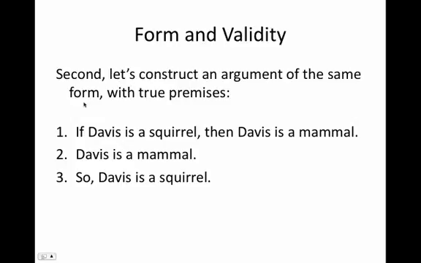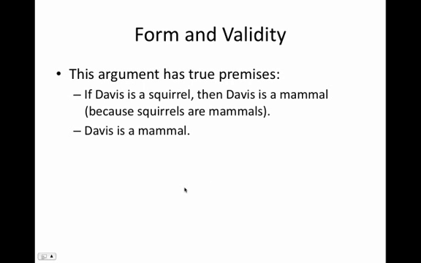Second, let's construct an argument of the same form with true premises again. If Davis is a squirrel, then Davis is a mammal. Davis is a mammal, so Davis is a squirrel. Now take a look. It's true that if I were a squirrel, I'd be a mammal. Squirrels are mammals. It's also true that I am a mammal. Yes, Davis is a mammal. The conclusion, though, is false. I am not a squirrel.